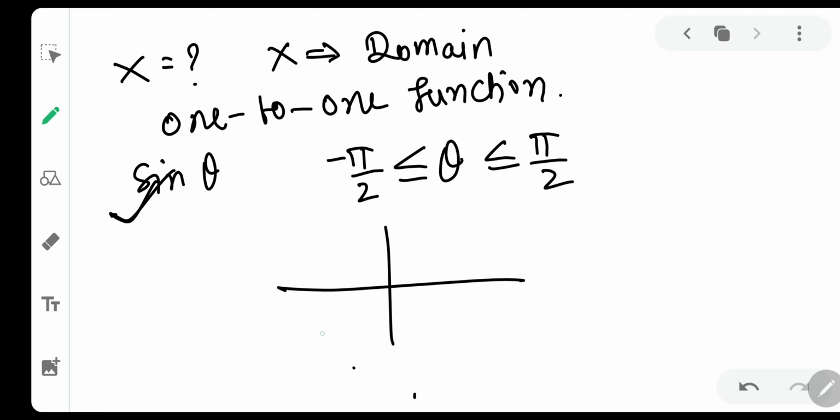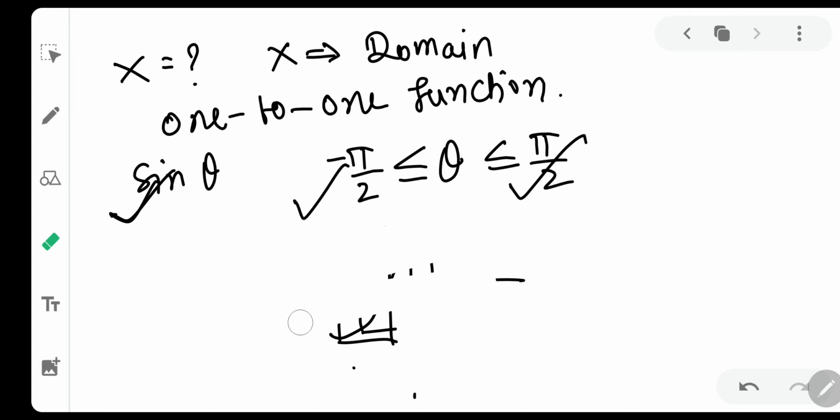I'll show you. From minus pi by 2 to pi by 2, the sine theta graph is like this. Now see, for every value of x there is a unique value of y, as you can see. Therefore from minus pi by 2 to pi by 2, this is having a single value of y, therefore it is a 1-to-1 function. But our particular question was something else.